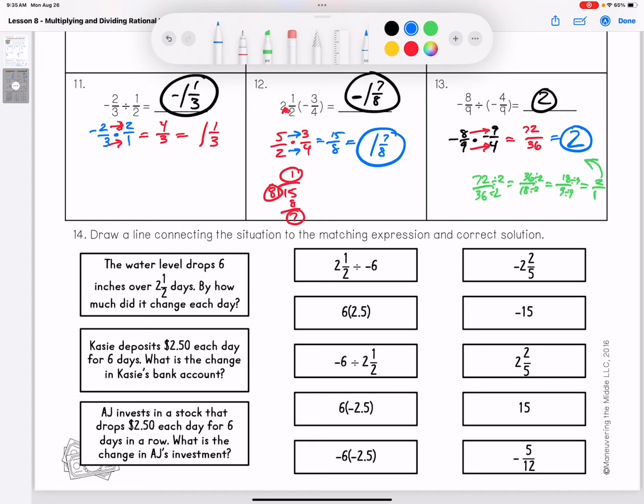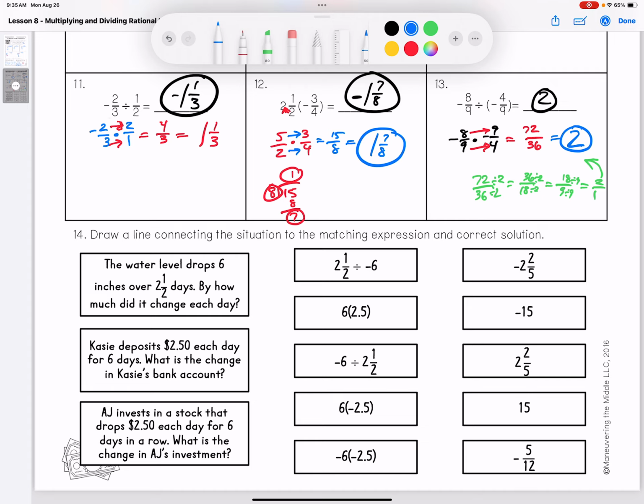Here we go. Draw a line connecting the solution to the matching expression and the correct solution. So we have a word problem on the left, an equation in the middle, and an answer to the right. Okay? All right, here we go. First word problem. The water level drops 6 inches over 2.5 days. By how much did it change each day?